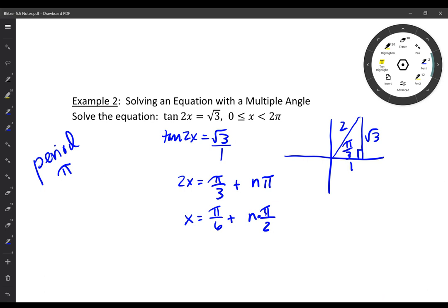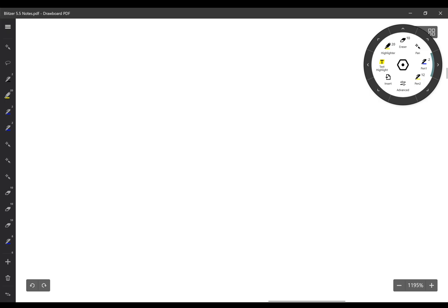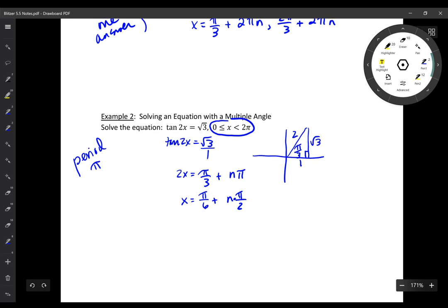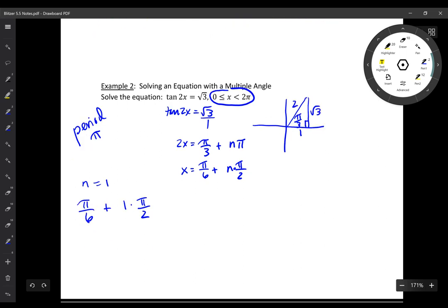So I want my answer to be between 0 and 2 pi. So I'm going to keep adding that period until I get all my answers. So like my first answer is pi over 6, and then I want to think about, well, what about when n equals 1? So now I have pi over 6 plus 1 times pi over 2, which is just pi over 2. And then I want to have common denominators, so 3 pi over 6. That's going to be 4 pi over 6 or 2 pi over 3.